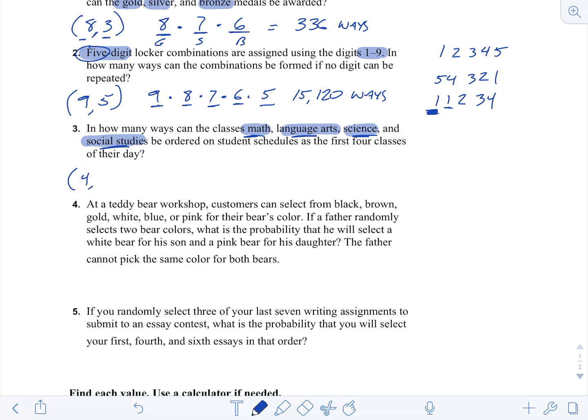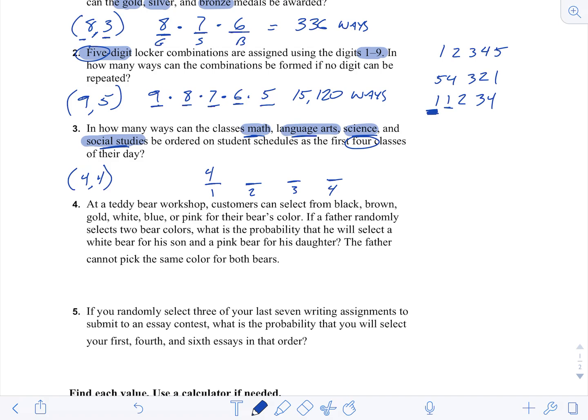Now my second number in the parentheses is how many different tick marks do I have. It's telling me that I have 4 classes: first period, second period, third period, and fourth period. So I'd have 4, 4 here. Now, how many options do I have for my first period class? You think about what you have at school. You could have either math, language arts, science, or social studies, so you would have 4 options.